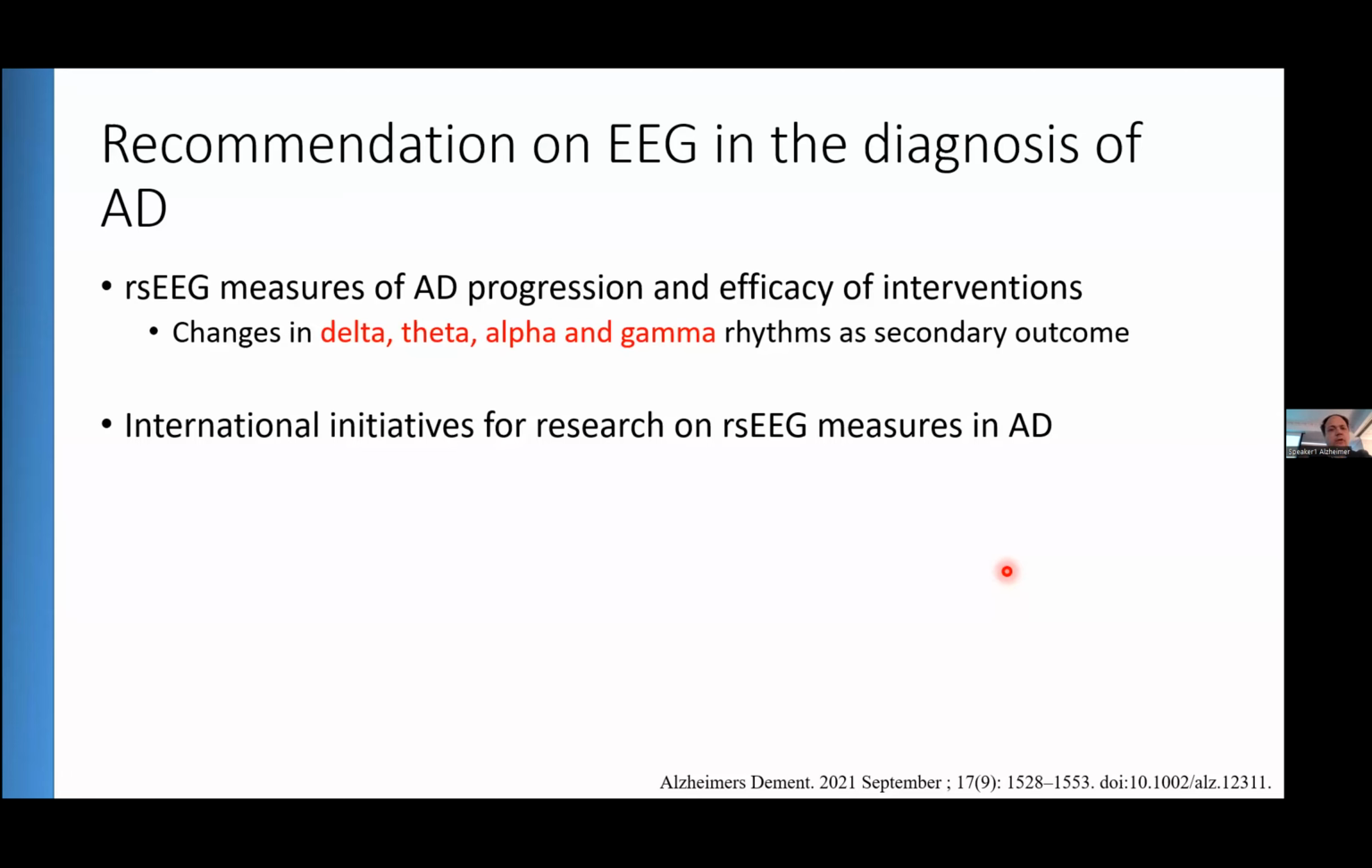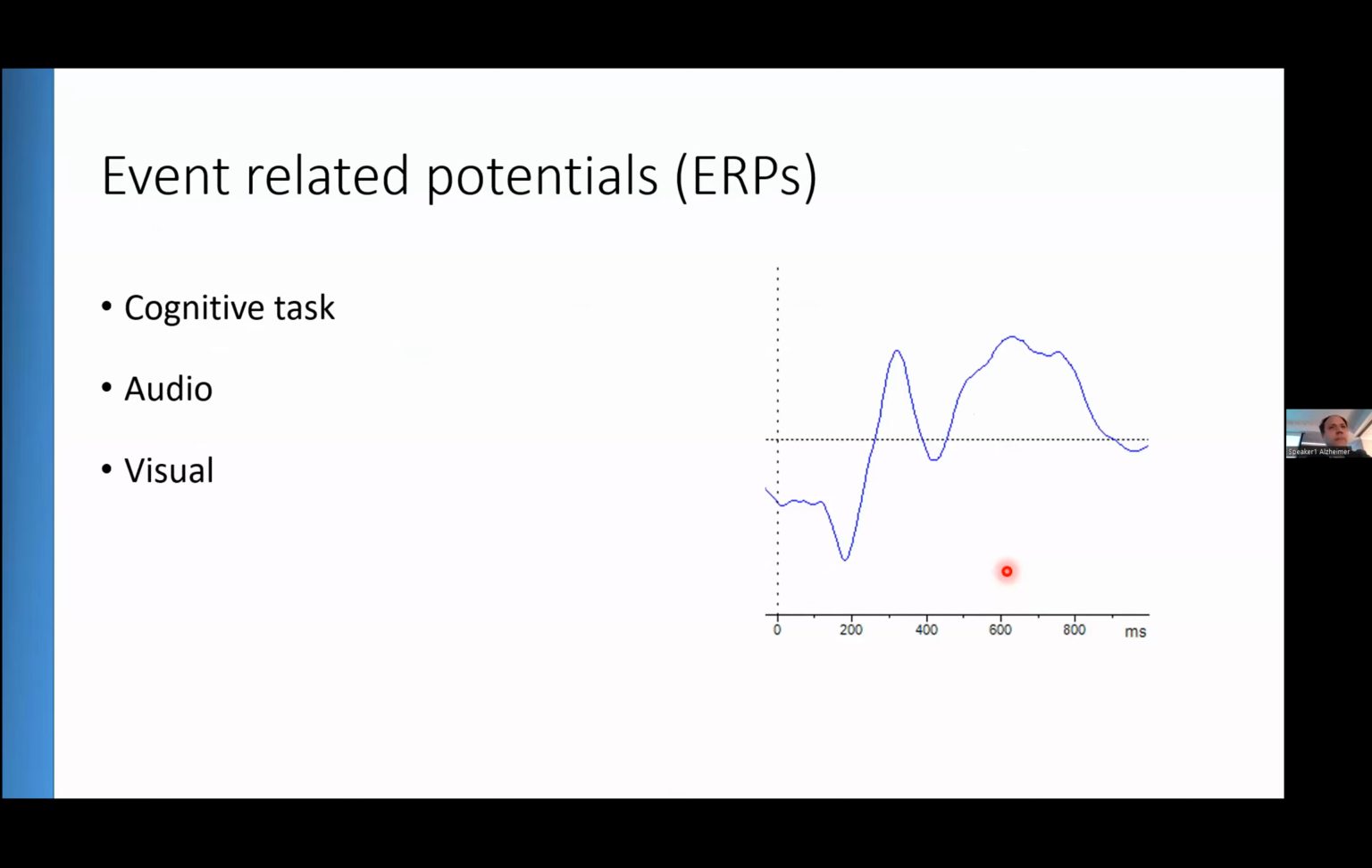This was just a little bit of part on the resting state EEG, and I would just like to take a few minutes to talk about event-related potentials, because another way we can analyze the changes we see in patients with Alzheimer's disease is that they also have changes in event-related potentials. Event-related potentials are potentials which we get when a patient is presented with a certain task. It could be a cognitive task, an audio task, or a visual task.